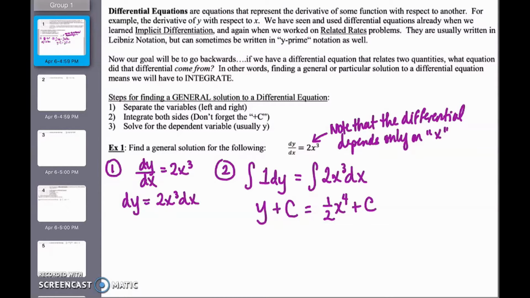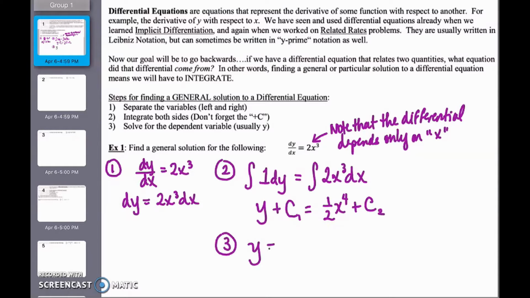Okay, so I want you to notice that we've got a plus c on the left and we've got a plus c on the right. First thing, those aren't going to cancel each other out. You can't say minus c and have them be gone, because they could be two different c values. So it might make more sense for us to say this is c1 and this is c2. Then my step 3 is going to be to solve for my dependent variable. So in this case, I am going to solve for y.